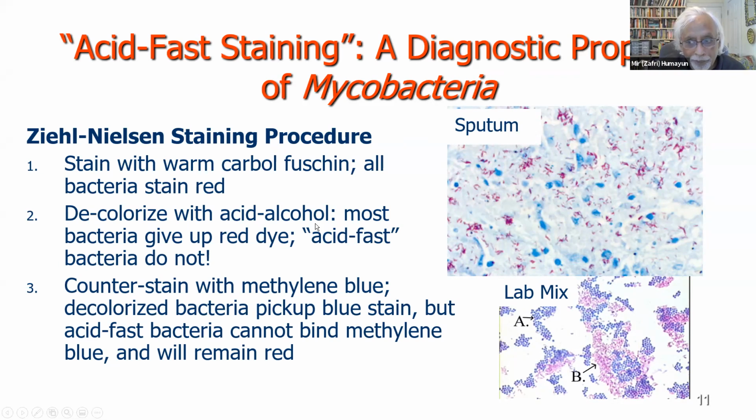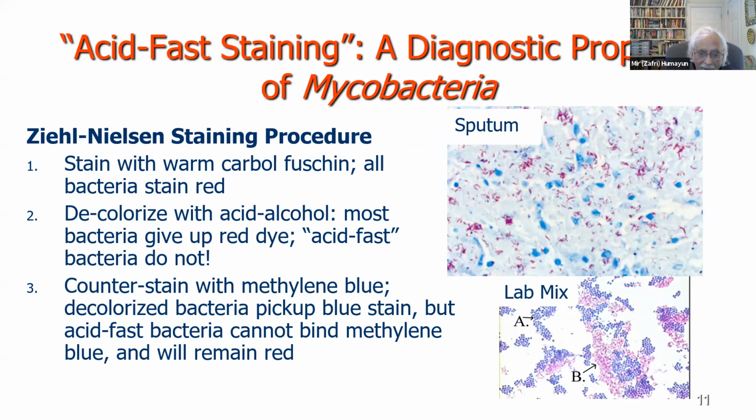acid alcohol. When you put acid alcohol on a dried smear of bacteria from a biological sample, then most bacteria that are not acid fast will give up the color and become completely decolorized. That is, all host cells as well as all other bacteria will give up the color and become totally colorless. The organism that is acid fast, such as Mycobacterium tuberculosis, will not give up the pink color.